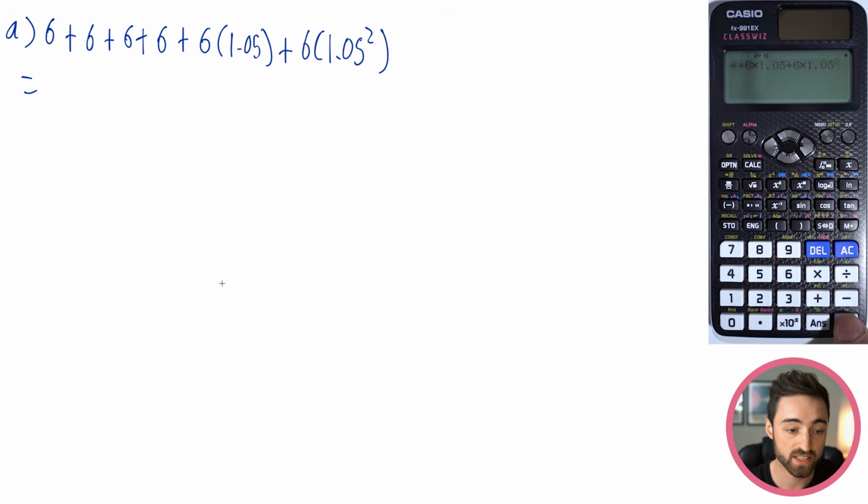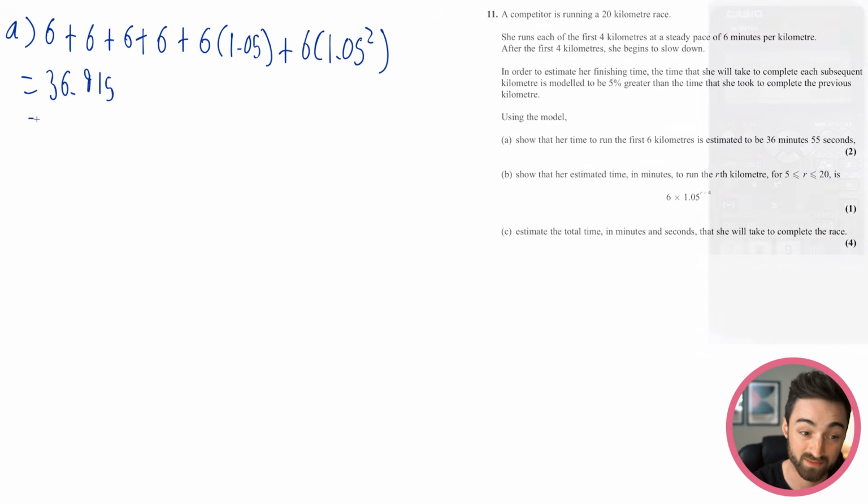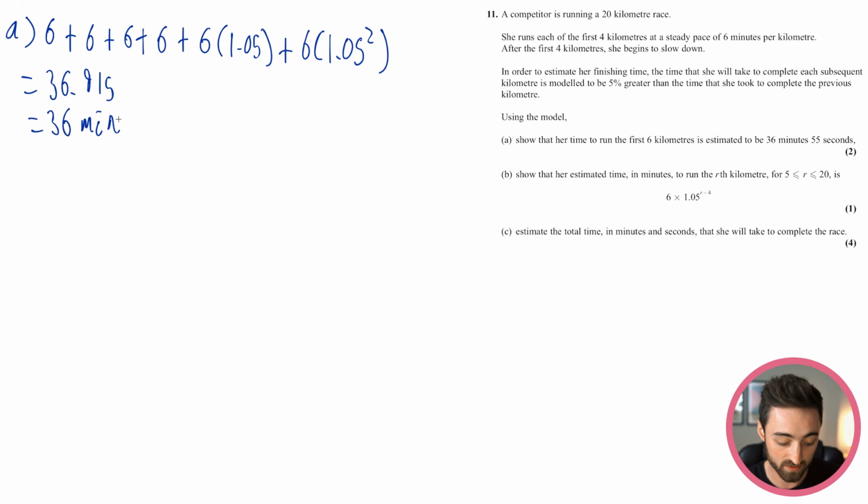Now that is going to get me 36.915. Be careful, this isn't your final answer, because this 0.915 is 0.915 of a minute, and I need to convert that into seconds. So I get 36 minutes, and then 0.915 times 60 tells me how many seconds that is on top. That gets me 54.9. So if I round that up, it's 36 minutes, 55 seconds.